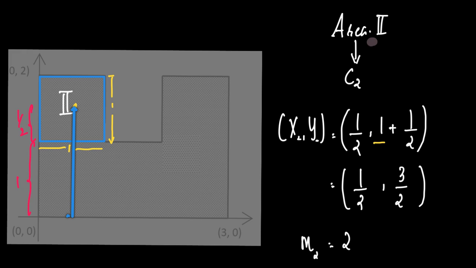Okay, and what about the x coordinate? The x coordinate is this distance over here, which is half of this, half of the width is 1, therefore this much distance is 1 by 2. Therefore for area 2, the coordinate of center of mass is 1 by 2 comma 3 by 2.